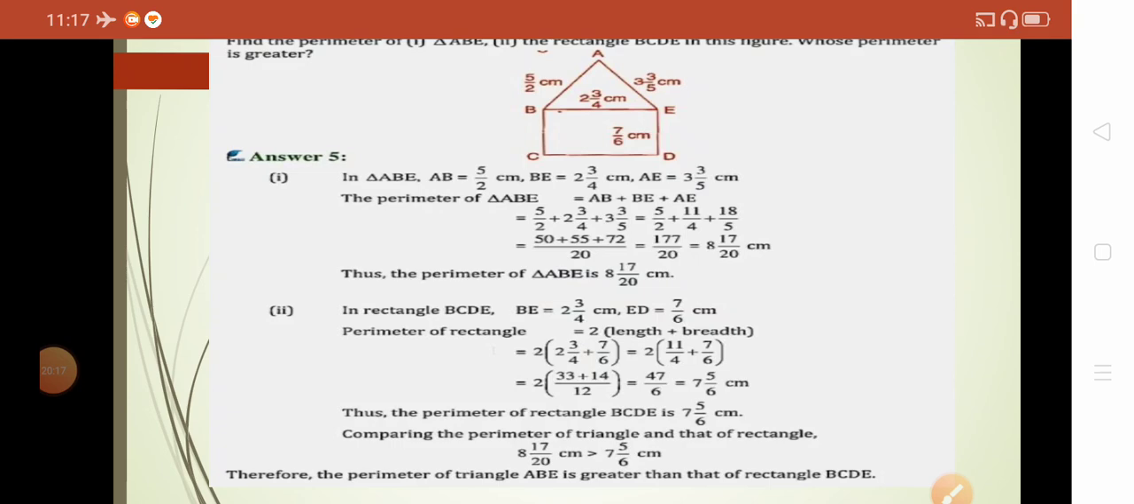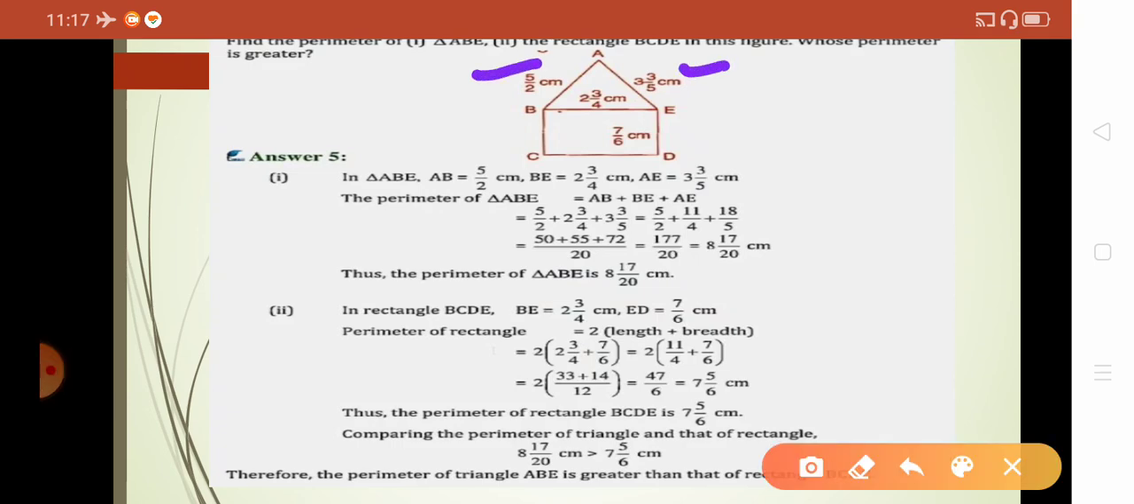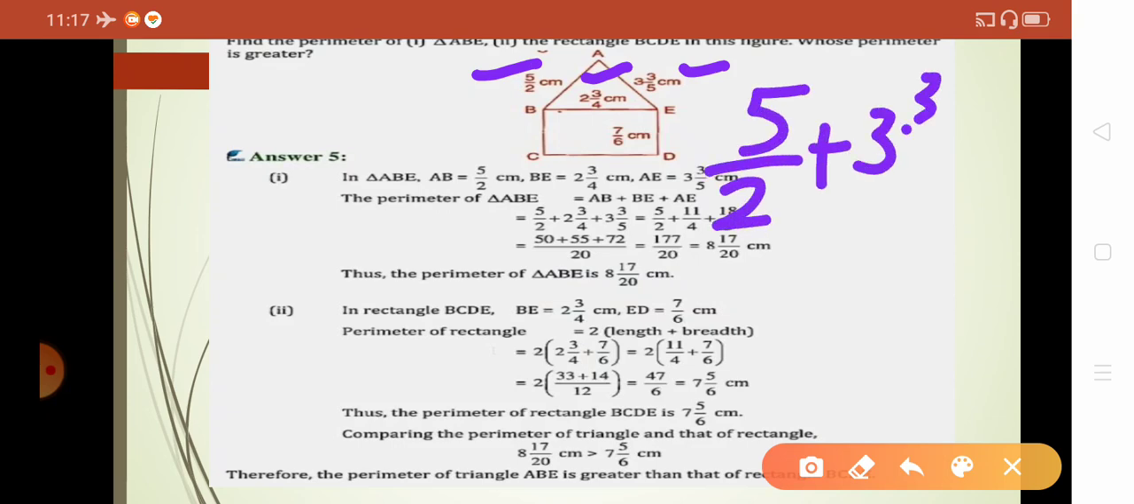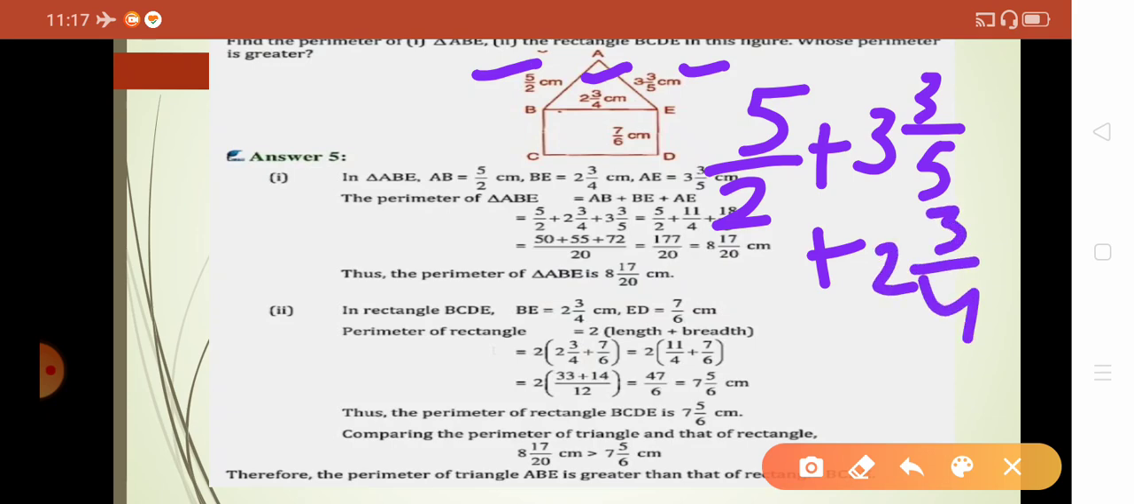So the perimeter of the triangle is the sum of all sides. Here the sides are given: 5 by 2, 3 and 3 by 5, and 2 and 3 by 4. So the perimeter of this triangle is 5 by 2 plus 3 and 3 by 5 plus 2 and 3 by 4. You will find this value by adding all these fractions, and the value comes out to be 8 and 17 by 20 centimeter. So this is the perimeter of the triangle.